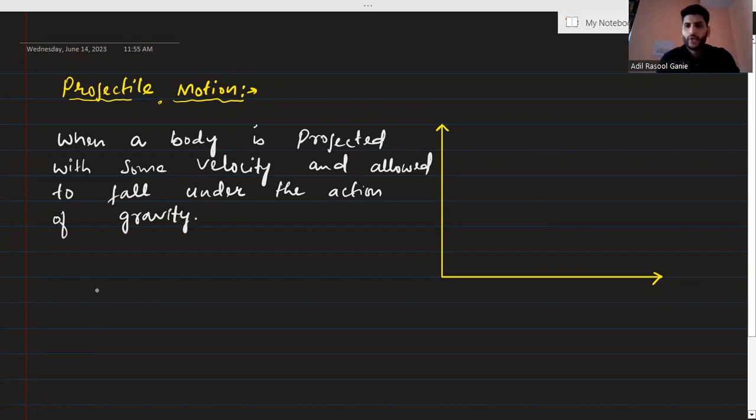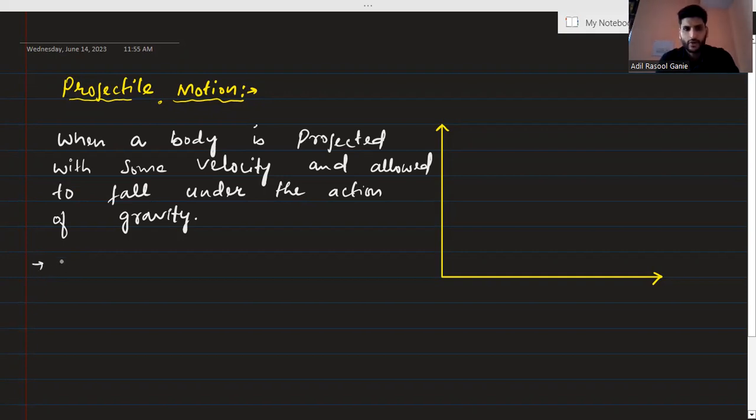We have basically two types of projectile motion. One is the horizontal projectile motion, and the other type is angular projectile motion. Horizontal projectile motion is when a body is projected in such a way that it makes zero angle with the horizontal, while angular projectile motion is when the body is projected in such a way that it makes a certain angle with respect to the horizontal surface. We are specifically going to talk about horizontal projectile motion.